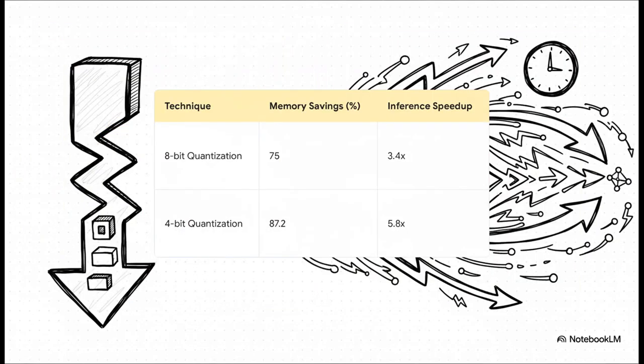And the payoff is dramatic. Just switching to those simpler 8-bit numbers can cut memory usage by 75% and make the model's thinking process, what we call inference, more than 3 times faster. And if you get even more aggressive and go down to 4-bit numbers, you're looking at a nearly 6x speed boost. That's a massive gain in pure efficiency.